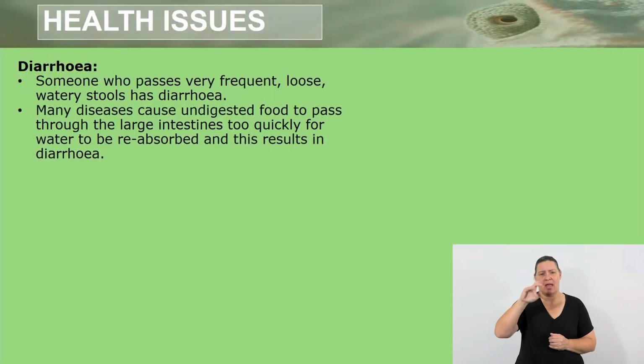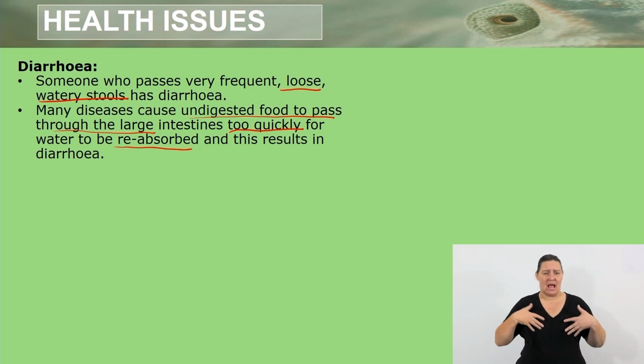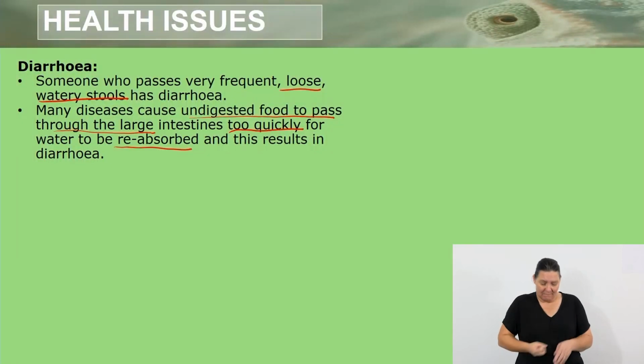Right. So we are going to move on to the third one, which is diarrhea, and this one is common. We probably all know it. Someone who passes very frequent loose, watery stool has diarrhea. So many diseases cause undigested food to pass through the large intestine too quickly for water to be reabsorbed. If you remember, we said absorption happens in the intestines. So now if absorption did not happen, that means water was not taken in, nutrients were not taken in. So the liquid that was formed in the stomach is passed out as it is. That is how we end up with diarrhea.